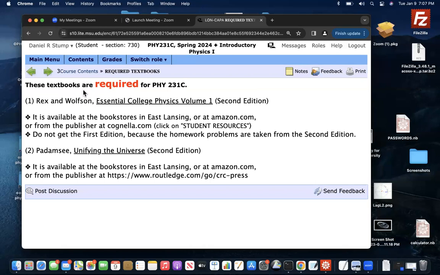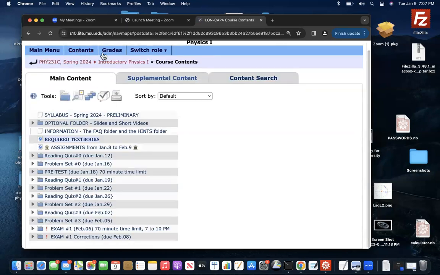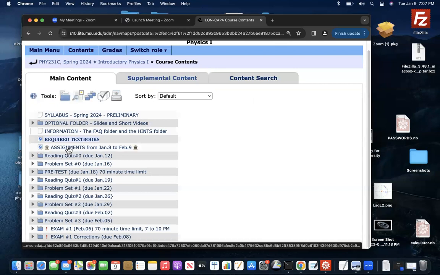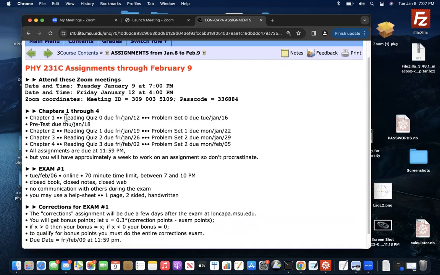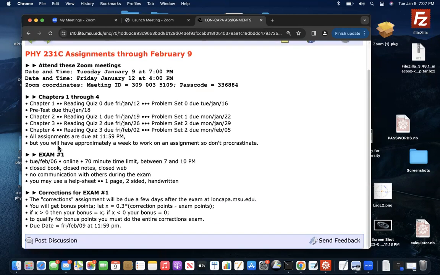There's a secondary textbook called Unifying the Universe. It's available at the bookstores, or you can order it from the publisher. So we'll go back to the contents. So that's the textbooks. There's an entry here called assignments. This gives you all the assignments through February 9th. So there'll be some Zoom meetings, there'll be some chapters.